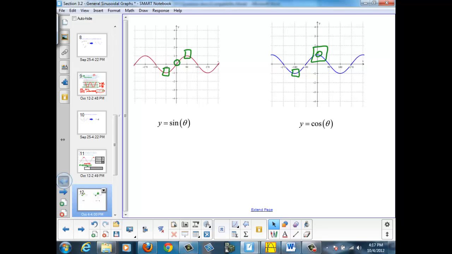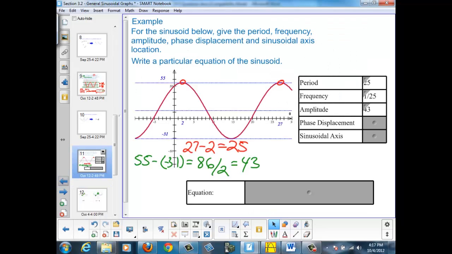So let's go back to our problem and recognize that we are given information about high points in this problem. So let's use a cosine model to discuss how far we've shifted left or right from the original parent function. Our first high point is here at 2. Which means that our graph has shifted 2 degrees to the right of our original position. So our phase displacement would be 2.